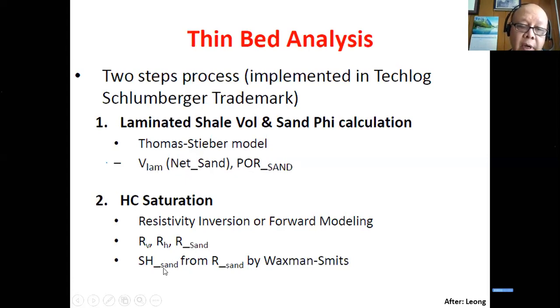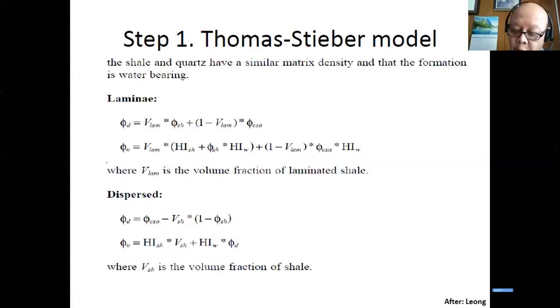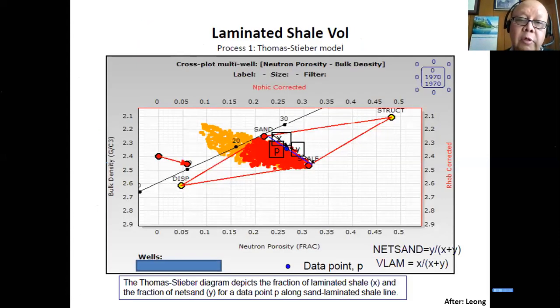And then we can use R sand to recompute your saturations. I'm not going to go through all these steps now. Let's go straight to the example.